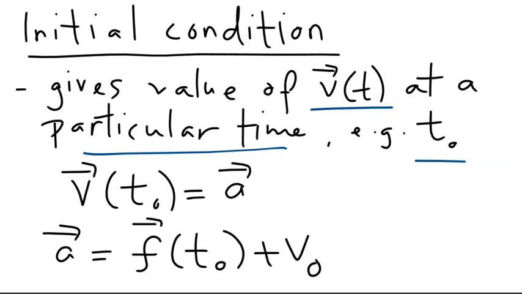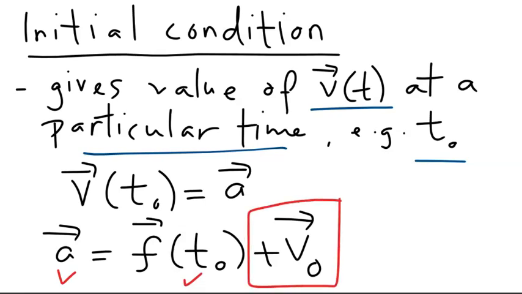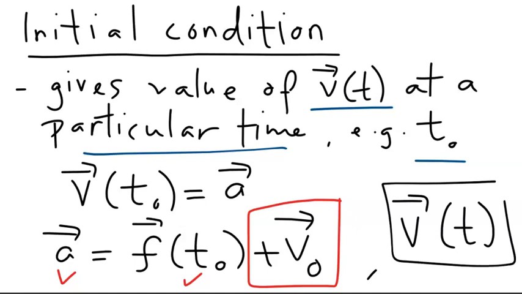plus v0. Since we know what vector A is and we know the value of the vector function f at t0, we can solve the integration constant, which is the constant vector v0. And by solving v0, we have a complete description for the instantaneous velocity, namely the velocity at any time t. We will explain these steps in detail using solved examples next.